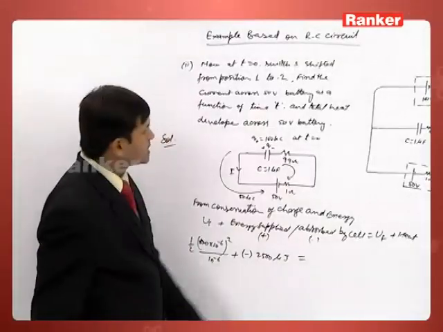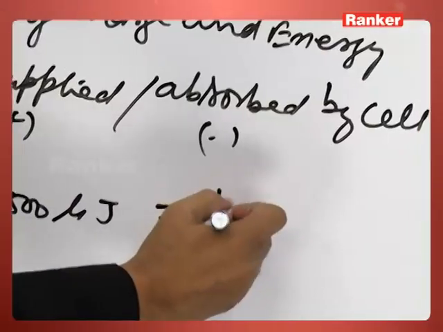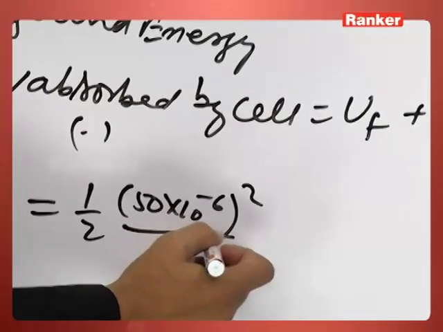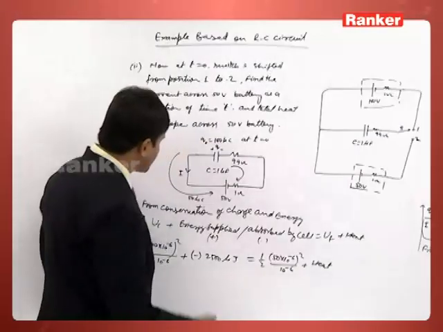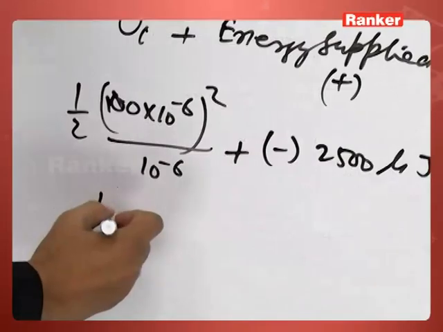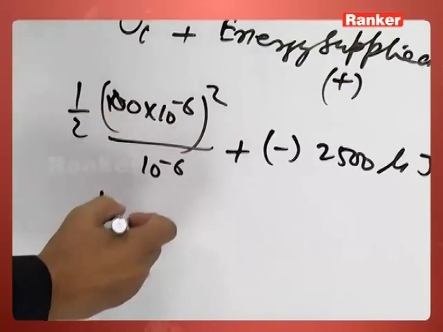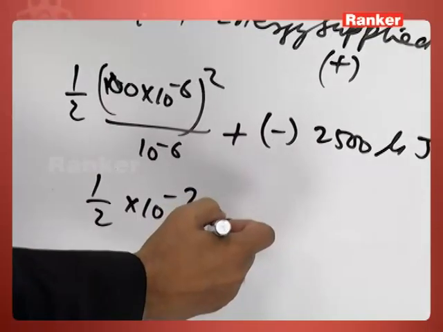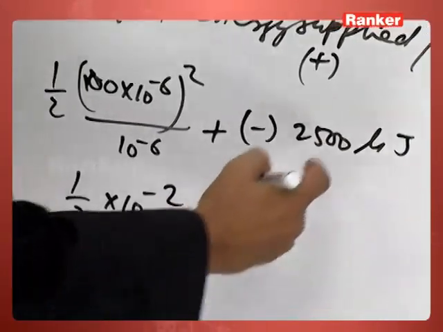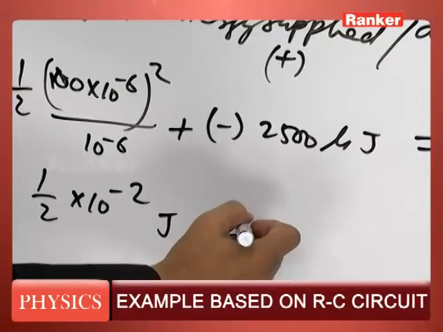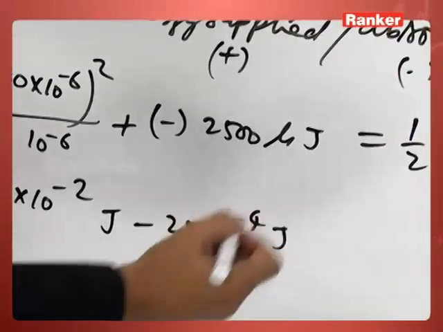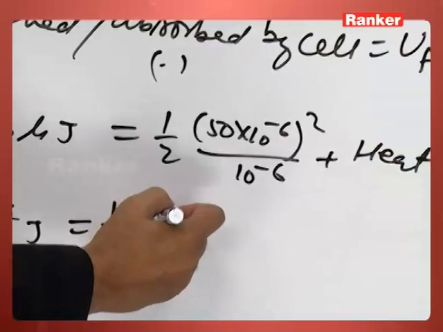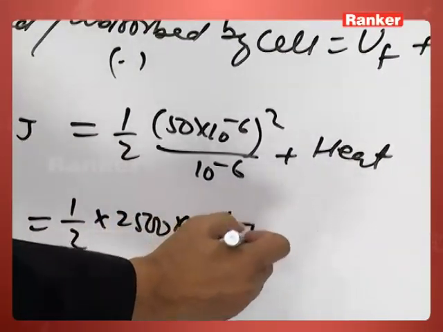This is the energy absorbed within the cell, plus the final energy. Final means when the charge is 50. So half, 50 into 10 power minus 6, whole squared, by C. C value again 10 power minus 6. Plus heat. Now see, by energy conservation, this can be written as 1 by 2 into 10 power minus 4 minus 8 into 10 power minus 2 joule, minus 25 into 10 power minus 4 joule, is equal to 1 by 2 into 50 into 50, 2500, 10 power minus 6 joule plus heat.